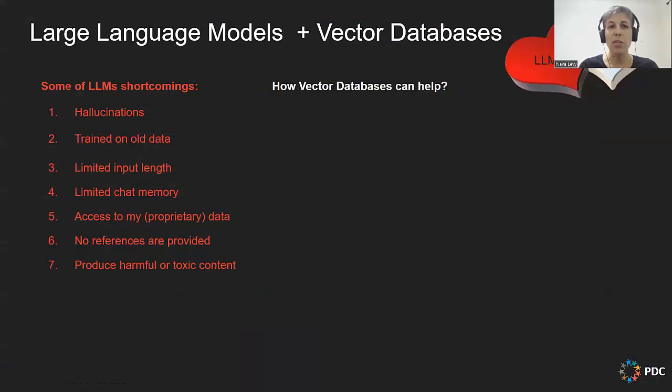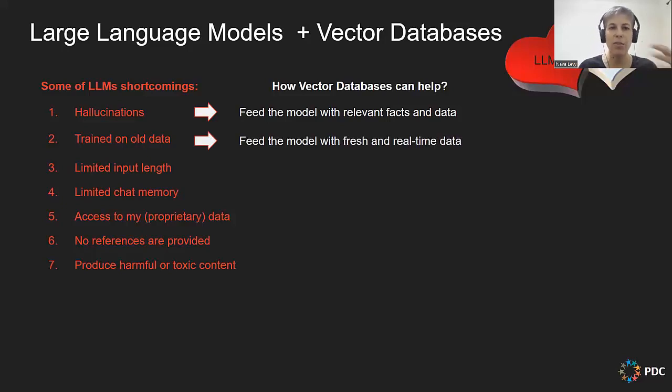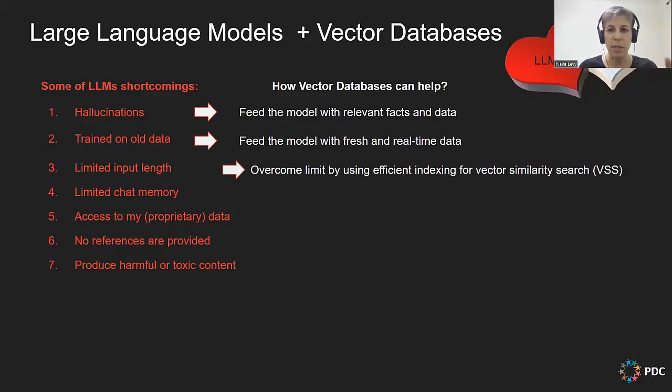Now, large language models with vector database, or large language models with retrieval augmentation, or RAG, retrieval augmented generation. So to stop hallucination, you feed the model with relevant facts and data. Trained on all data, we know that there is a limitation. You train the foundation model on tons of data, and then the data is frozen. It doesn't get updated data. So feed the model with fresh and real-time data. Limited input length, the context window is limited. Overcome the limit by using efficient indexing with vector similarity search. Limited chat memory, again, with an external database, you don't have this limitation.